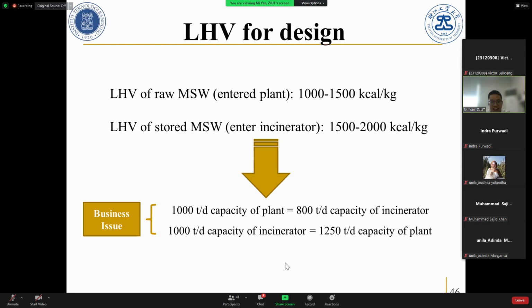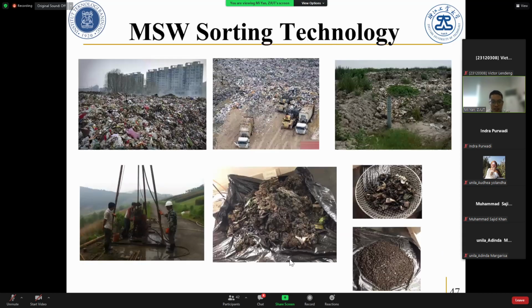Usually, this is a secret. Some companies have an incinerator capacity of 1,000 ton, and they just tell you the plant capacity is 1,000 ton per day, because this is approved by the government. They can burn 1,000 ton per day, but really they can burn more. So it depends on the business.